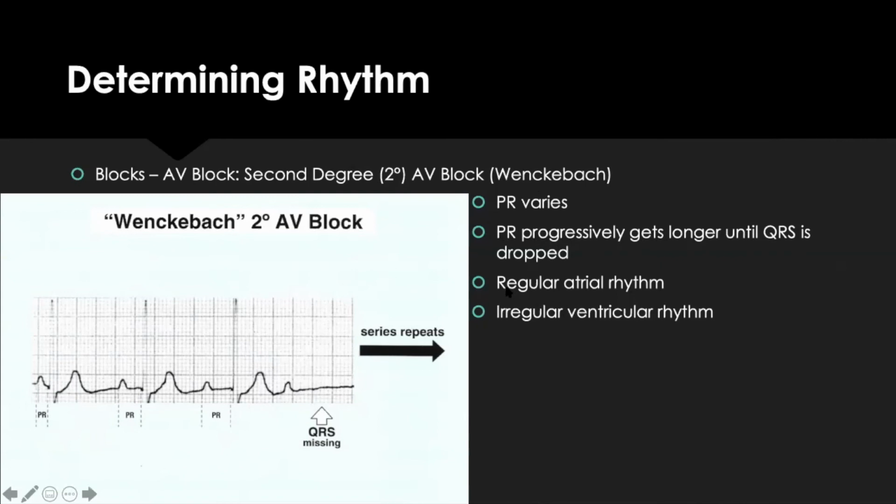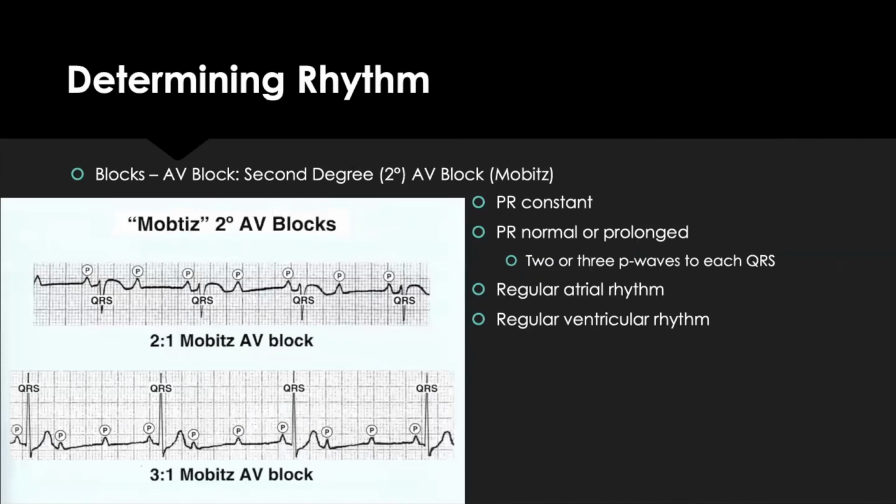It's characterized by a regular atrial rhythm and an irregular ventricle rhythm. So irregular ventricle rhythm, there was no ventricle QRS right here. The second second degree AV block that we're going to talk about is the Mobitz.